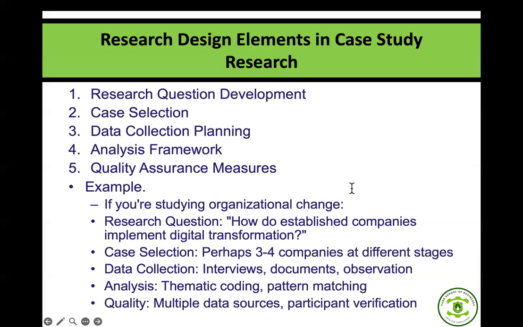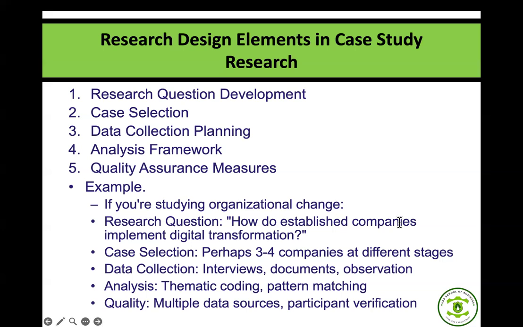The first one is the research question development. Your research questions must be clear and focused. They should align with your case study methodology, and often they start with what, how, or why. And then we also have the case selection. You must be very purposeful about the case you are selecting, and you have to justify it. You could be using a single case or multiple cases. You have to justify, and you have to align it with what? Your research objectives. You also have to consider accessibility. Will you have access to the organization? Will you have access to the participants?